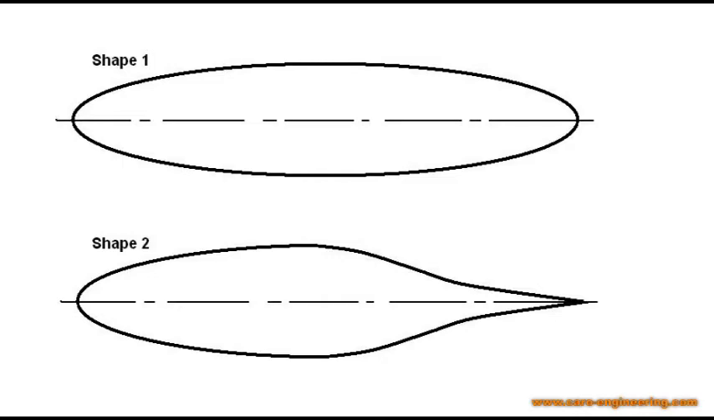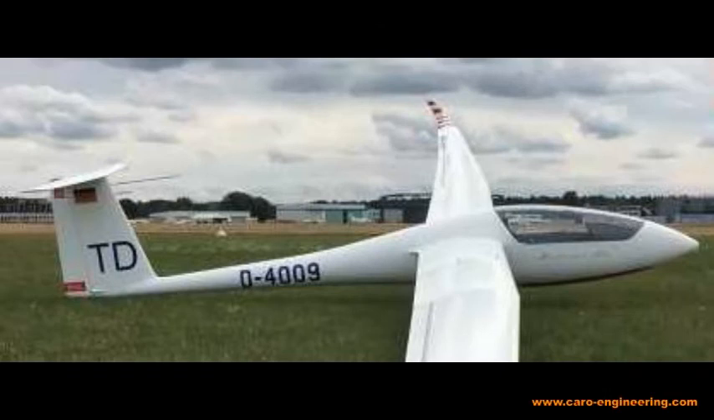The two objects sketched here have the same round cross-section, but shape 1 has more wetted area than shape 2. The wetted area is simply the total surface area of a body. Assuming that the airflow stays attached on both shapes, the second one will have a little less drag. Glider designers make use of this. They taper the tail boom down aft of the cockpit, where the volume is not needed anymore.